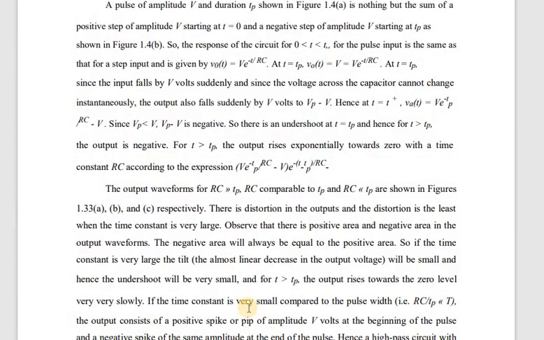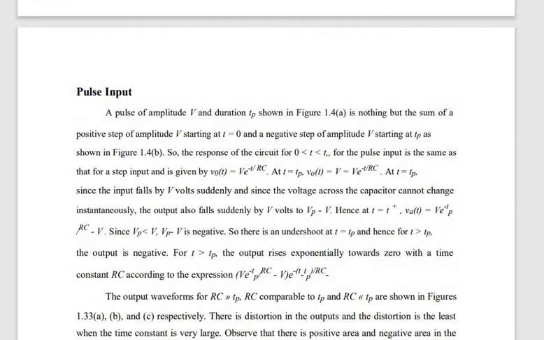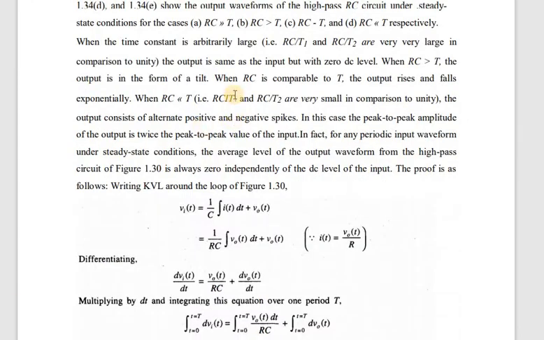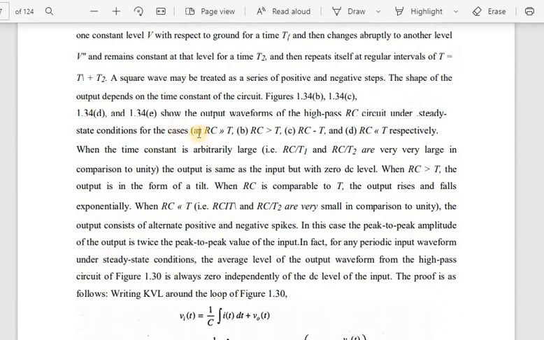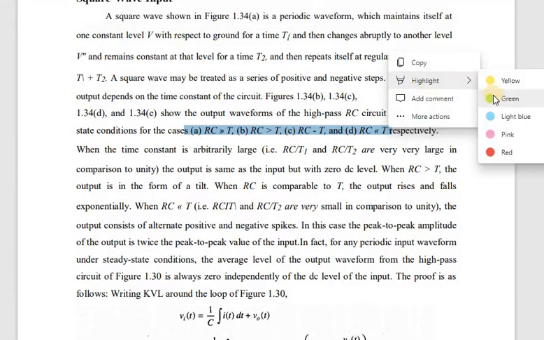Before we move on, first we will see what a time constant is, when it is large or small, and what the operation will be. Now see, when the time constant is large, that is RC by T, or RC by T1 or RC by T2 are very large in comparison to unity, the output is the same as the input but with zero DC voltage. I'll repeat it once again. First I'll just highlight these conditions, which are the conditions that we are going to see.